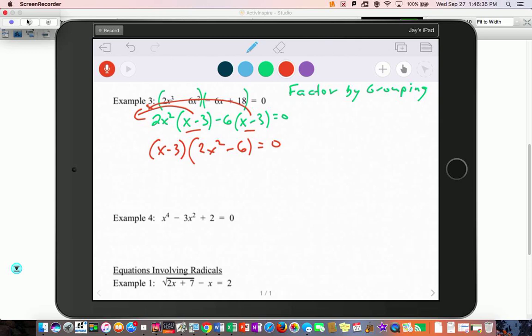So now you have a linear factor that you can set equal to 0. So x equals 3. And then here we have a quadratic. Now you can either continue to factor it. You could go to the quadratic formula, or you could set it equal to 0, add 6, divide by 2, square root both sides. That's an easy way to do it too.